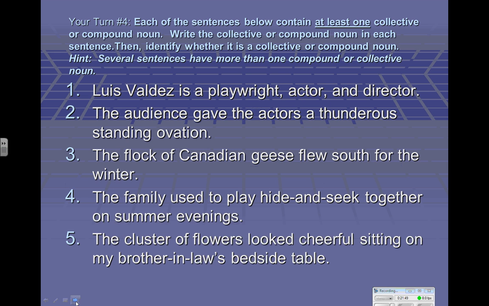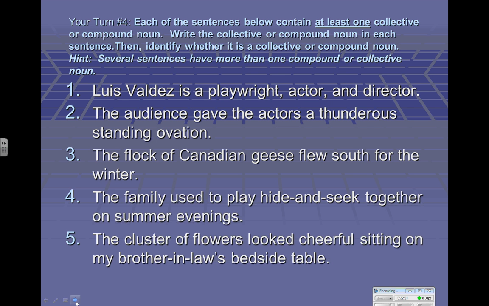Speaking of tests, let's see how you can do with this. There are 5 sentences here. Each of the sentences is going to contain at least one collective or compound noun. So for each one of these sentences, I want you to try and write the collective or compound noun in each sentence. Then tell me whether it is collective or compound. Some of the sentences have more than one compound or collective noun. I would also point out that many of the sentences have just normal nouns that are not collective or compound.